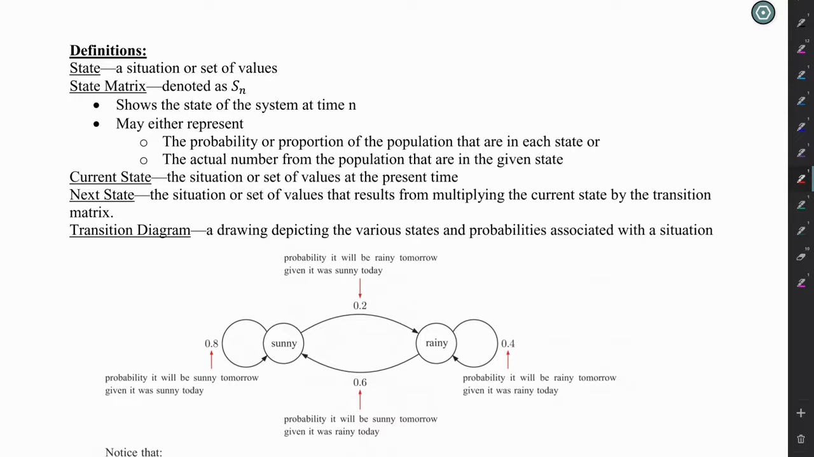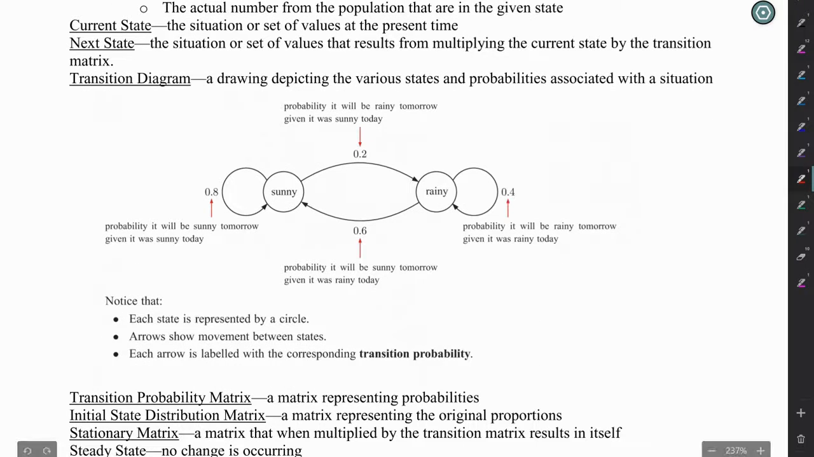A transition diagram is a drawing depicting the various states and probabilities associated with a situation. For this example, our two states are sunny and rainy. The probability that it's sunny on one day and will be sunny tomorrow is this 0.8 right here. The probability that it's sunny today and will be rainy tomorrow is this 0.2. The probability that it's rainy today and will be rainy tomorrow is 0.4. And the probability that it's rainy today and will be sunny tomorrow is 0.6.